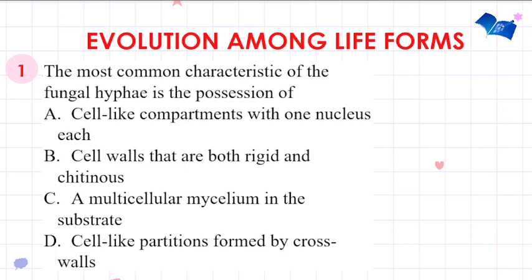So we're going to be looking at a characteristic that is common to every fungal hyphae and is not shared by other organisms. What is unique to just fungi? Let's look at the first option, a cell-like compartment with one nucleus each. Every eukaryotic cell with a true nucleus has just one nucleus, so this doesn't tell us if it's a common characteristic of fungal hyphae or not.